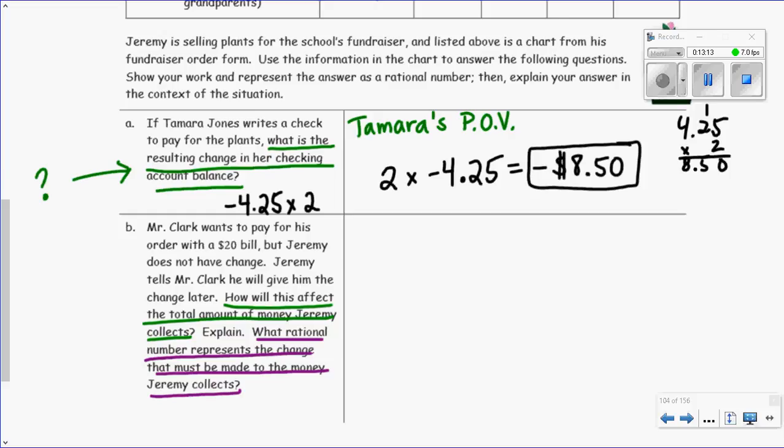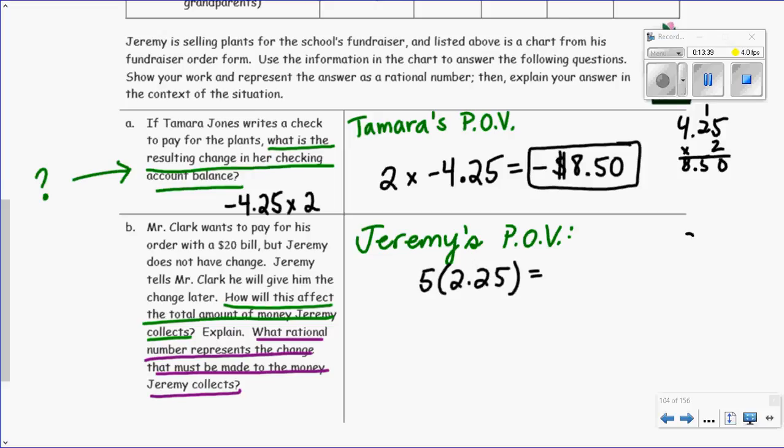This one is kind of hard to set up with all the negatives, so let's just take it step by step. First of all, let's figure out how much Mr. Clark has to pay. And by the way, this one is from Jeremy's point of view, so go ahead and write that, Jeremy's point of view. Okay, so Mr. Clark buys 5 geraniums, and that's $2.25 each. So let's work that off to the side. Again, you can pause it if you want to try it on your own. In fact, I really think you should see if you get it right.